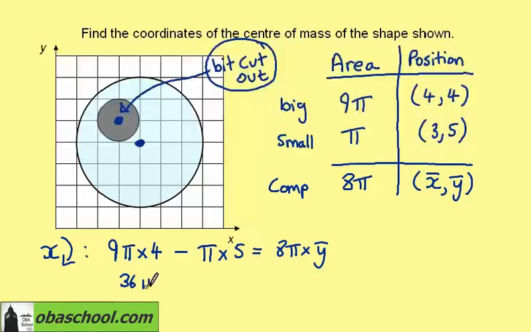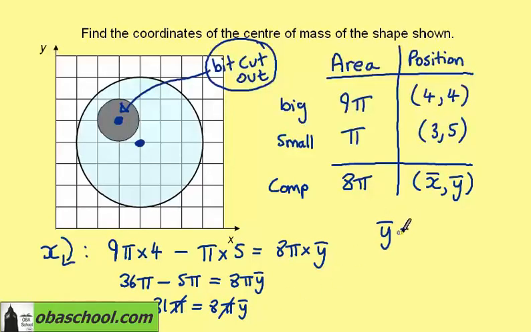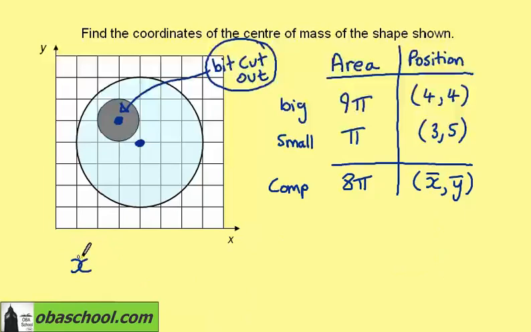So this is 36 pi. Take away 5 pi is 8 pi y bar. So 31 pi is equal to 8 pi y bar. The pi's will cancel, and then we get y bar is equal to 31 over 8. So our results were that x bar was 33 over 8 and y bar was 31 over 8.